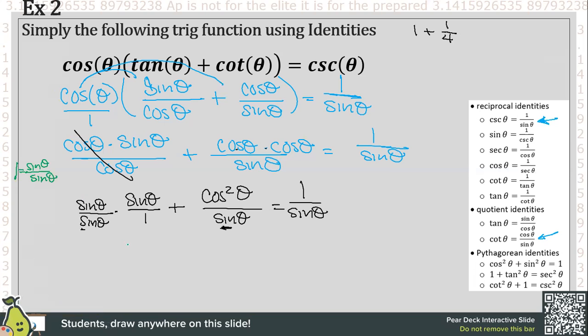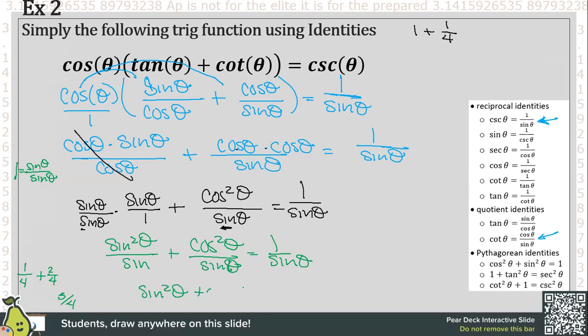Okay. So from here, I have sine squared theta over sine theta plus cosine squared theta over sine theta is equal to 1 over sine theta. The next thing we can do, now that we have the same denominator, is think about it like 1/4 plus 2/4. Now we can say that's 3/4. So my numerators add together, all divided by the same denominator, sine theta. So I have sine squared plus cosine squared, divided by sine.